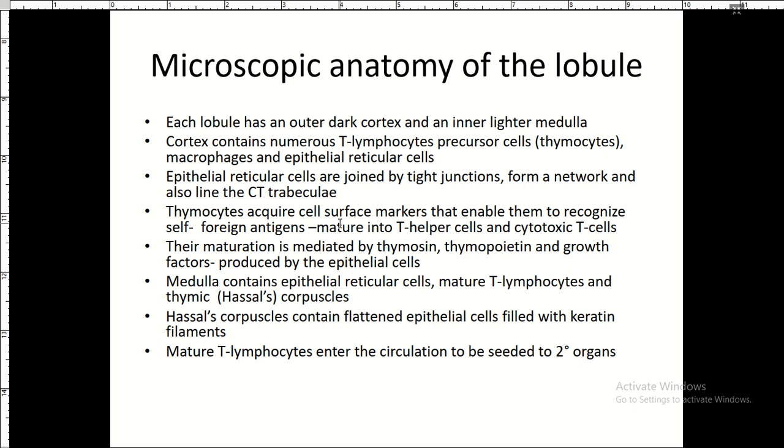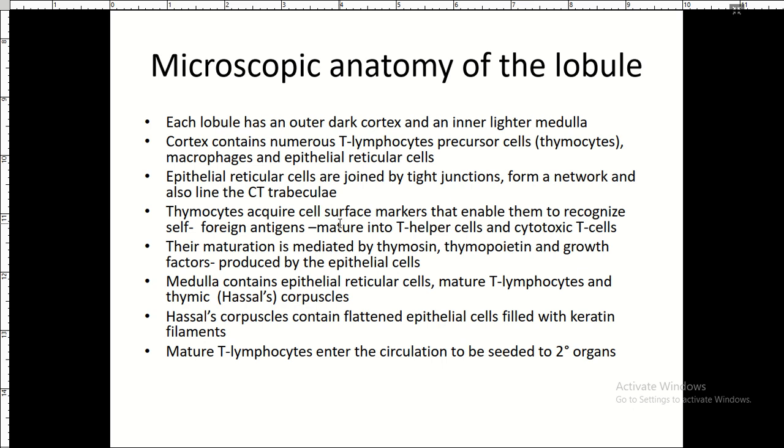The thymocytes are actually trained to tell foreign from self, right? So they mature into two types of T cells: T helper cells and cytotoxic T cells. Their maturation is mediated by the hormones thymosin and thymopeptin, right? And these hormones are produced by those epithelial cells, which come from the second and third pharyngeal pouch of the endoderm.